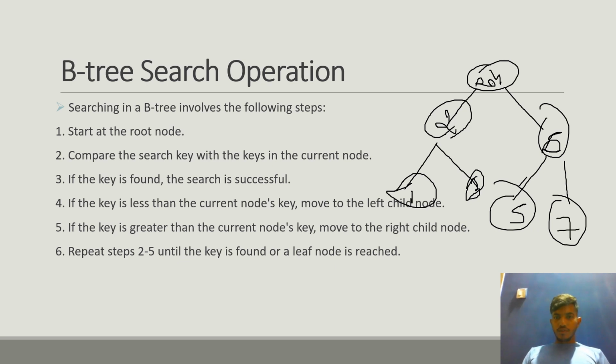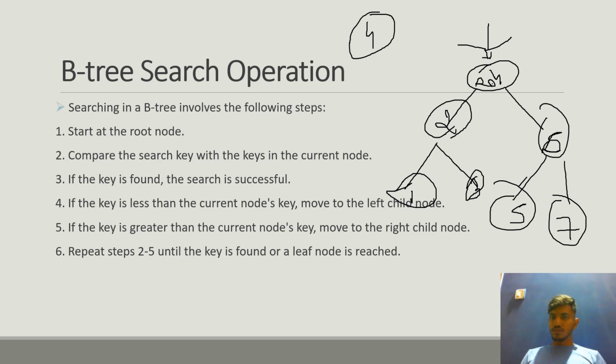So let us start from the root node. Compare the key we have to search with the keys in the current node. If the key is found, the search is successful. For example, if the given key is equal to 4, this 4 is the root node here. We'll start from here. If it is found at the root node, the search is successful.